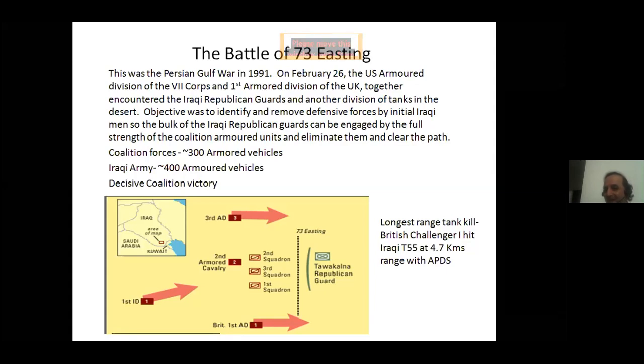The Iraqis have their own modified versions of the T-55, but they are kind of outdated at this point in time. We are talking about 1991, not 1965 or 71 anymore. So these tanks are kind of outdated. They are still used, in highly upgraded versions, in some countries.